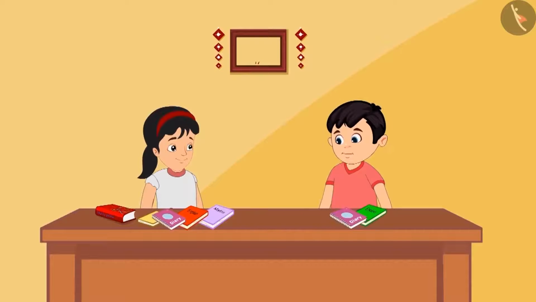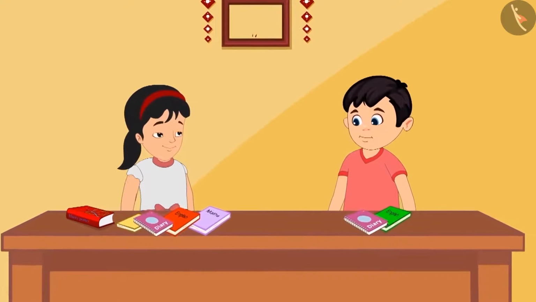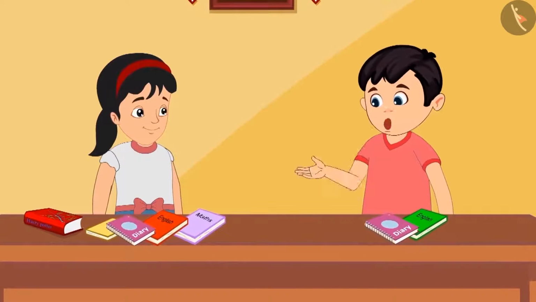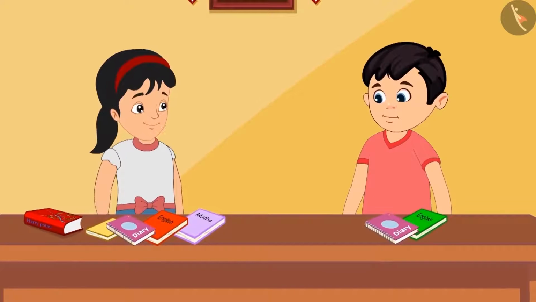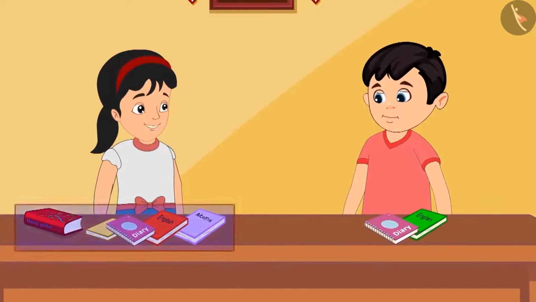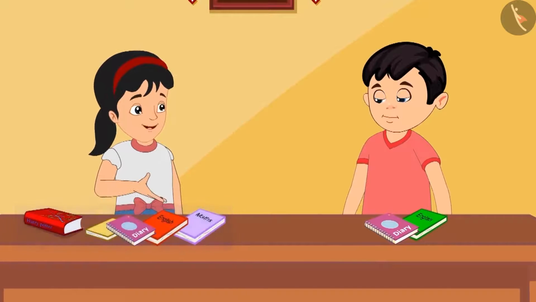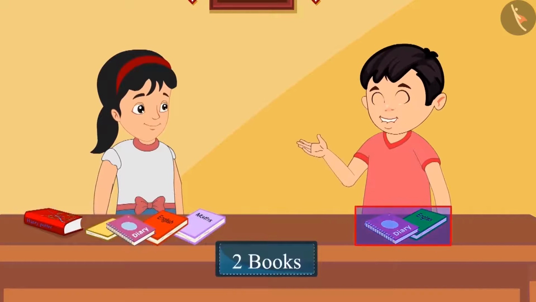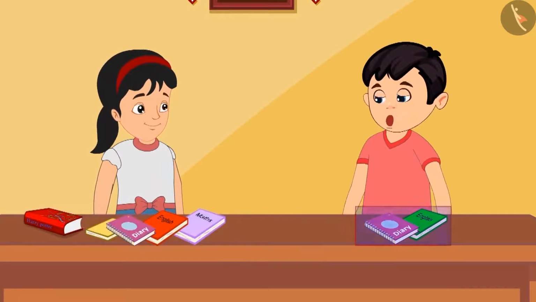Chotu, Pinky and their friends have decided to donate their old books. Chotu and Pinky are taking out their old books. Pinky, how many old books do you have? Chotu, I have 5 old books and I don't need them anymore. I will give all of them away. How many books do you have? I have only 2 books with me and I don't read them anymore.